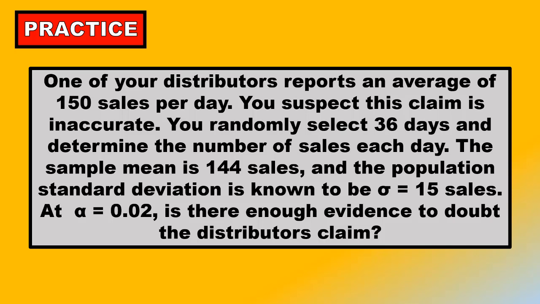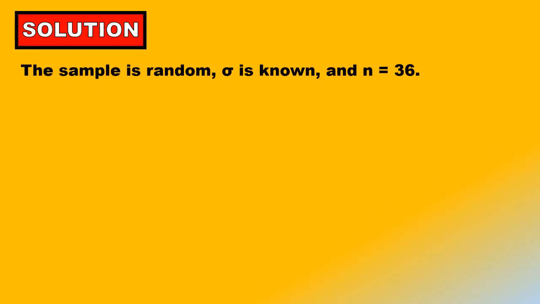So try to work through that example the way that we just did our example. Pause the video, and when you're ready to see how it works, press play. Okay, so let's go ahead and look at this practice problem. First things first, does it fit the description? The sample's random, we do know sigma, and n is 36.